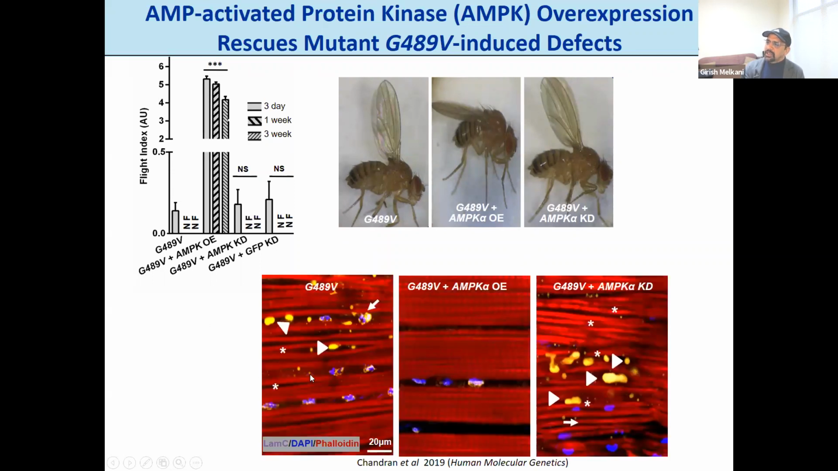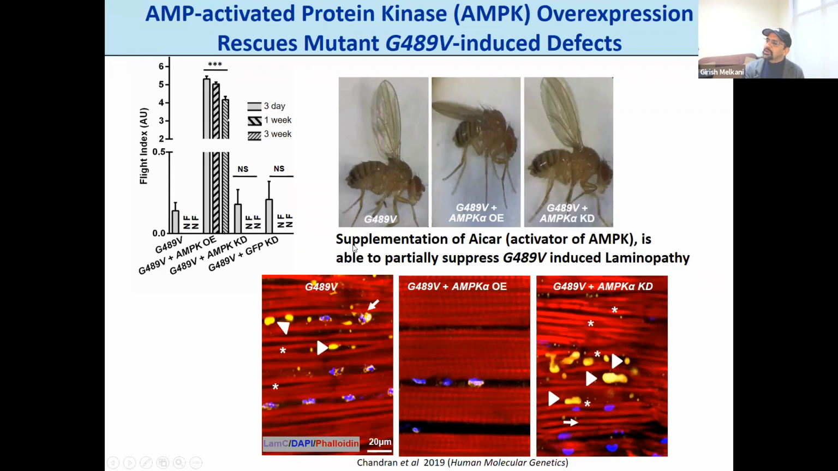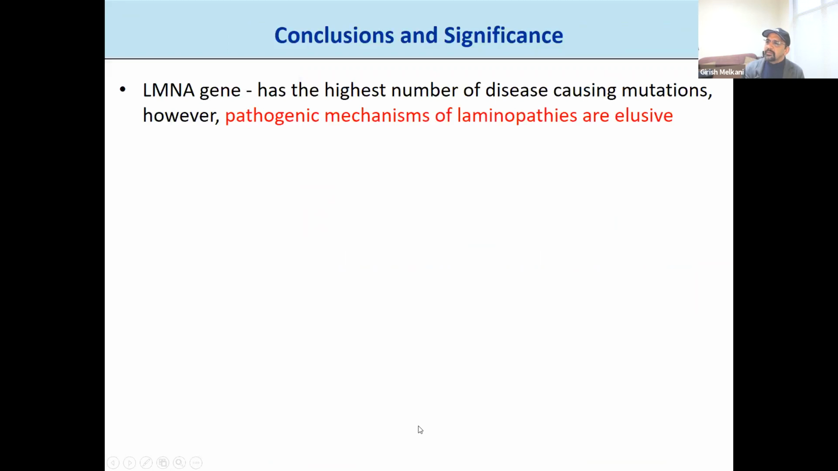Again, the mutant cytoplasmic aggregates were rescued with AMPK overexpression, though the nuclear structure was not completely rescued, but of course, AMPK knockdown makes it worse. And we also use AICAR, which activates AMPK, and that can partially suppress this pathology also.